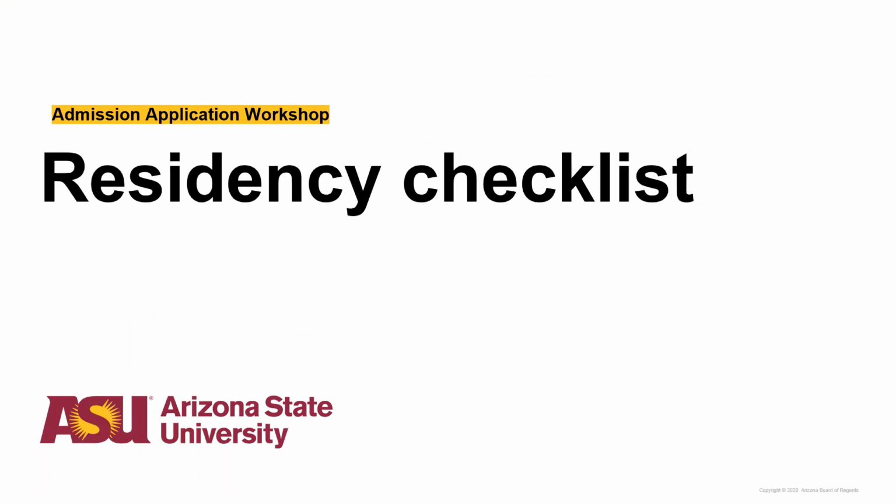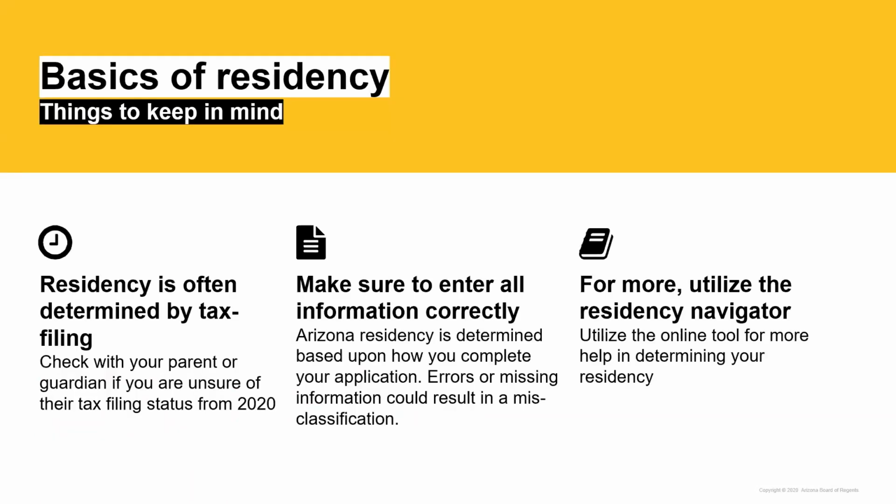The next section of the application is all about residency. These are a few things to keep in mind when you are filling out this section. Residency is often determined by tax filing, so if you're unsure about certain things, please refer to your parent or guardian. Make sure that all information is entered correctly. Any errors or missing information could result in misclassification. If you have any questions, please refer to our Residency Navigator tool that we have on our website.